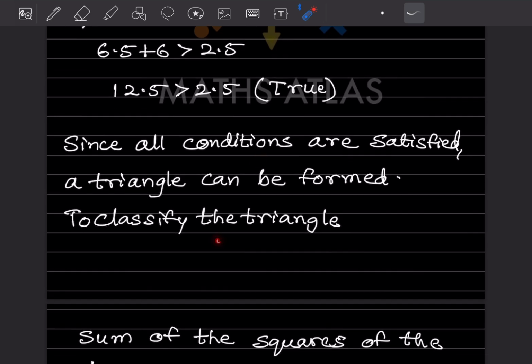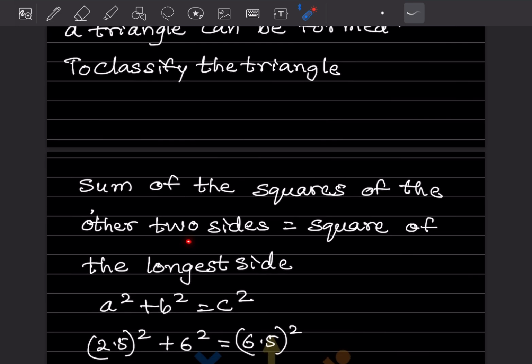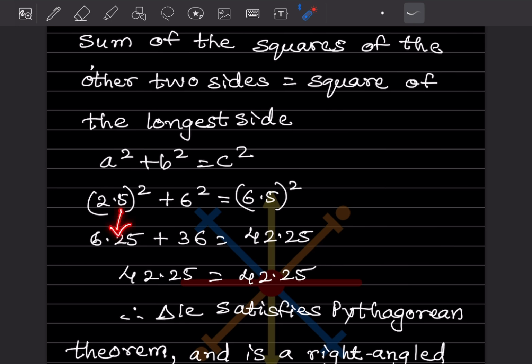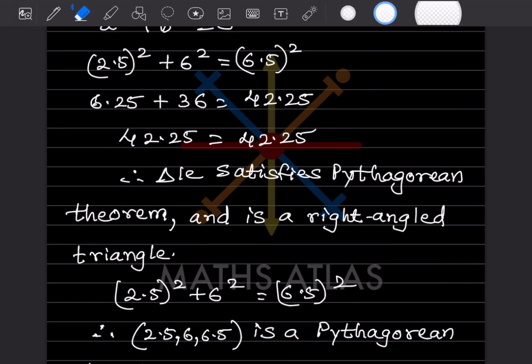And to classify the triangle, what we have to do? The sum of the squares of the other two sides is equal to the square of the longest side. So a square plus b square is c square. So this will be 2.5 square plus 6 square is 6.5 square. So this is going to be 6.25 plus 36 is 42.25. Both are the same, so we can say the triangle satisfies the Pythagorean theorem and is a right angle triangle.